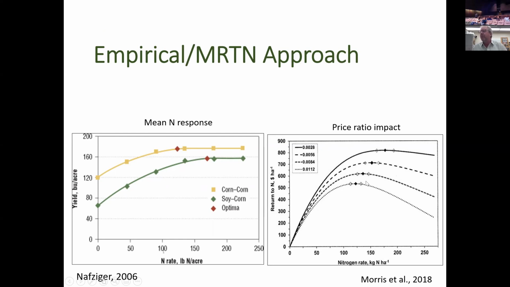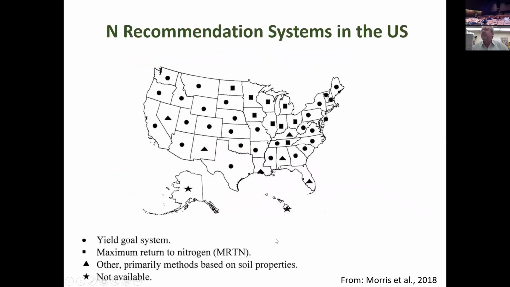I mean, this graph is somewhat misleading in that most of the time the price of corn grain and the price of fertilizer change about the same amount, so that price ratio is fairly constant. So these are the recommendation systems that are currently used in the US. Most states use a yield goal method, but mostly the central states use the MRTN approach, the empirical approach.